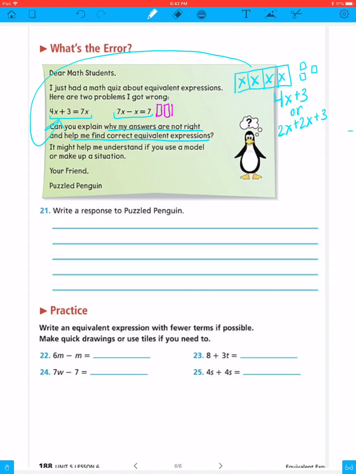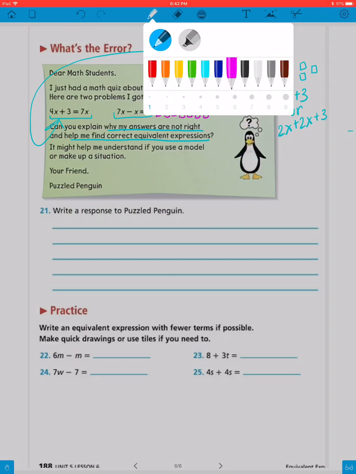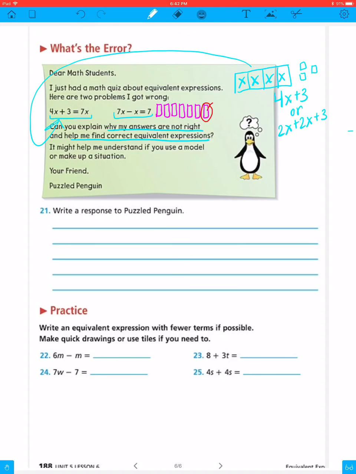So now let's look at the 7x minus x equals 7. So I'm going to draw 7 of my taller tiles, my rectangular tiles, and I'm going to subtract 1. So when I do that, I don't take away the x in general. I'm losing 1. It's going to equal 6x. 6x is my answer because I'm saying 7x minus 1x. So dear puzzled penguin, our dear friend, and this is just what I write. Dear puzzled penguin, and I'm wondering if he says that's you.